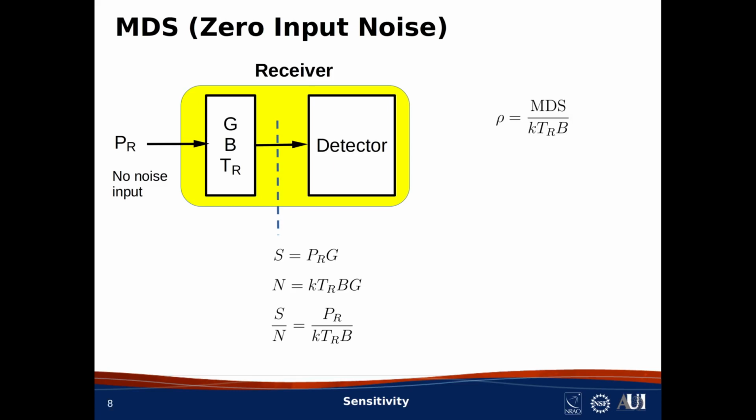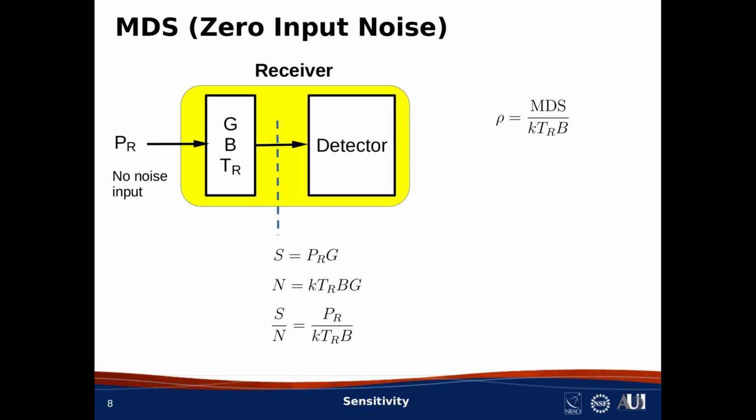Okay, now we're ready to define MDS. The equation in the upper right of this slide is simply the equation we just derived, but now we write S to N as the Greek letter rho, and P sub R is replaced with MDS. In other words, we're defining MDS as the power, P sub R, which results in a specified pre-detection signal-to-noise ratio, which we're calling rho. Now, this is important. MDS cannot be defined independently of rho.